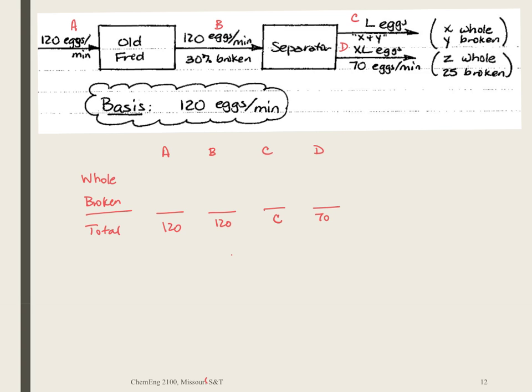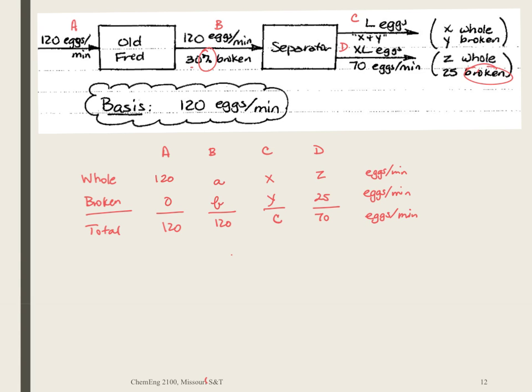Okay, so now then, how about whole and broken? Well, in the feed stream, I have 120 whole eggs, and I have 0 broken eggs. And here I have no idea. I have 30% of them are broken. And so let's call this, what do you want to call it? How about little a and little b? Okay. All right. So this is my material balance table.